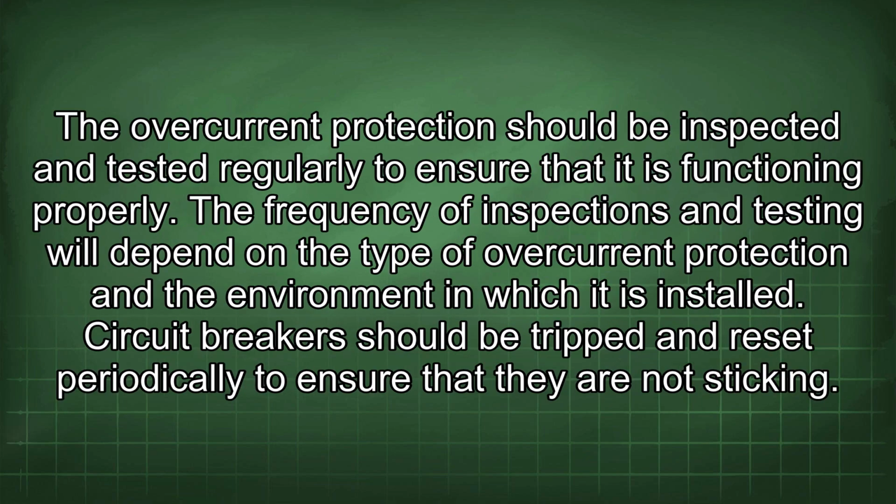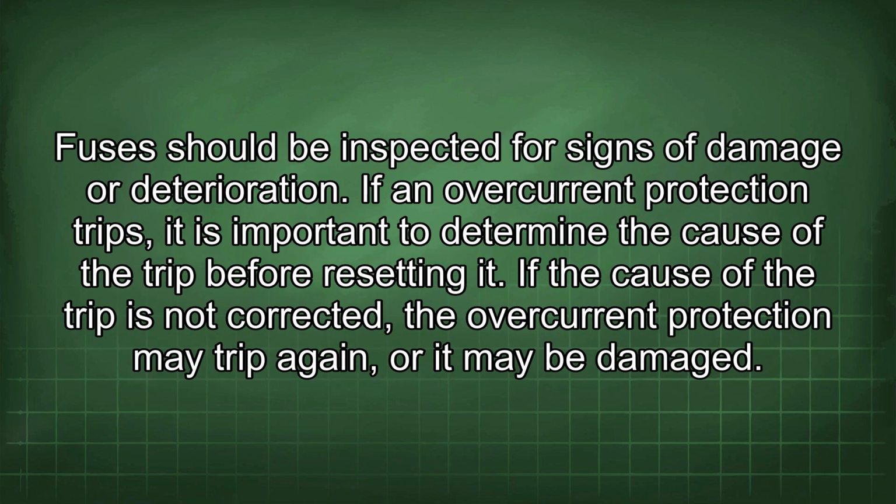The overcurrent protection should be inspected and tested regularly to ensure that it is functioning properly. The frequency of inspections and testing will depend on the type of overcurrent protection and the environment in which it is installed. Circuit breakers should be tripped and reset periodically to ensure that they are not sticking. Fuses should be inspected for signs of damage or deterioration. If an overcurrent protection trips, it is important to determine the cause of the trip before resetting it. If the cause of the trip is not corrected, the overcurrent protection may trip again, or it may be damaged.